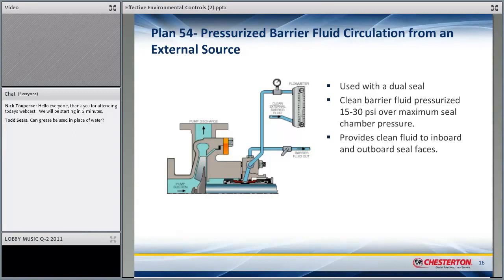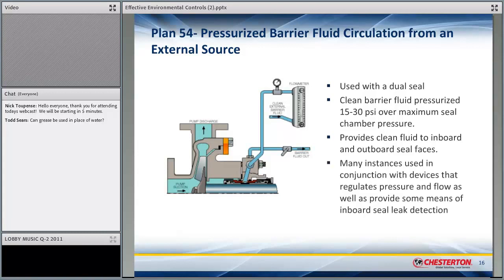And what we're doing is we're providing that clean fluid between the seal faces, both inboard and outboard. In many instances, used with devices that regulate the pressure and the flow, as well as in some instances provides some means of an inboard seal leak detection device.